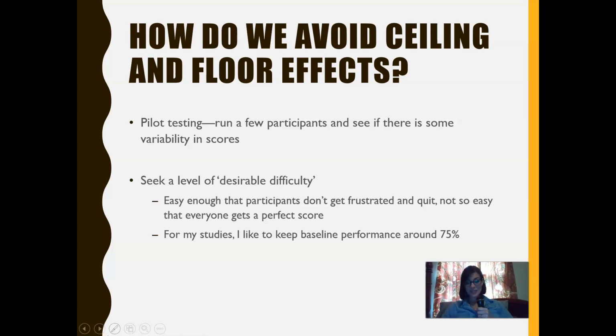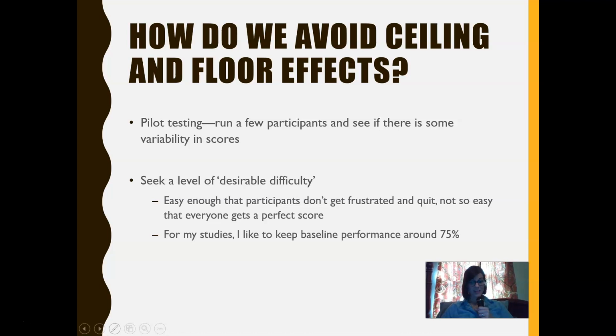Well, first of all, you can do pilot testing. Run a few participants, see if there's some variability. And that way you can figure out if you need to make the task a little easier. I've sometimes had to do this with my older adults when tasks are too difficult for them. Or if the task is too easy, we can make it tougher. And generally what you are going to find is that what you need is what we call a level of desirable difficulty. The task needs to be easy enough that your participants don't get frustrated and quit, but not so easy that they're not applying themselves and being challenged.